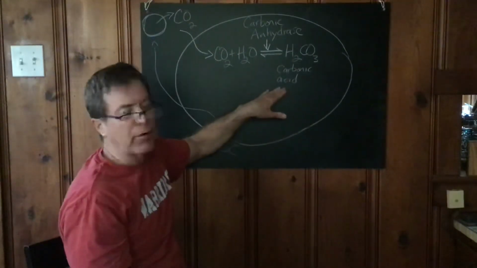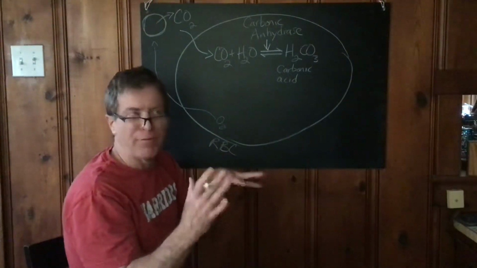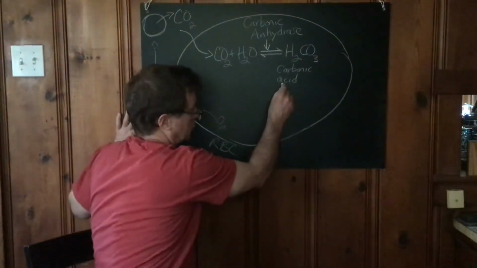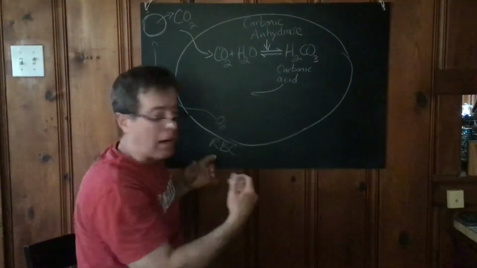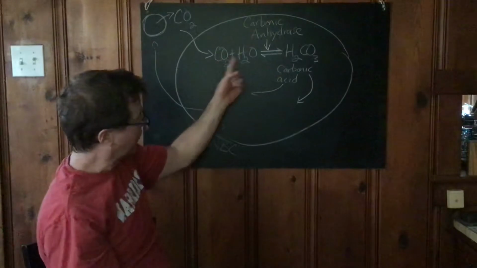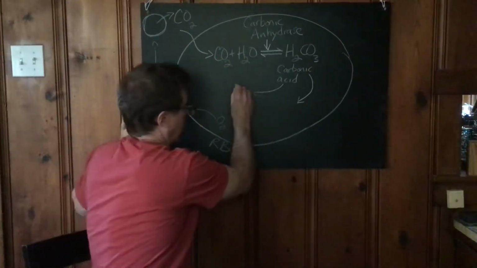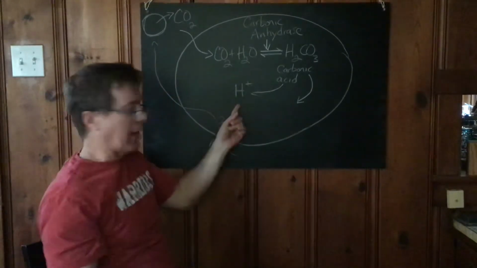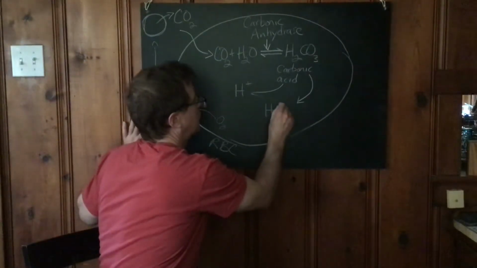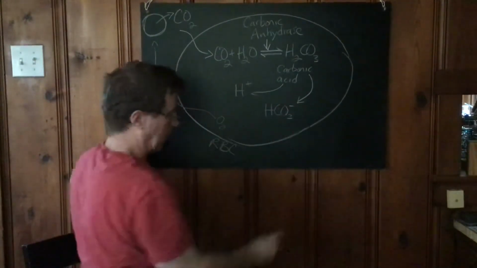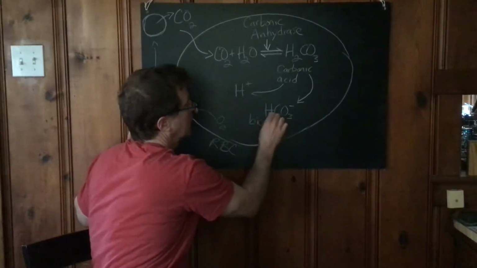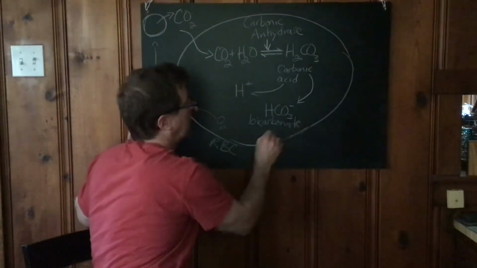Now this acid is a very weak acid and it dissociates, it breaks apart very easily, especially under alkaline or basic conditions. And when it falls apart, when it dissociates into two molecules that are different from these two, it dissociates into hydrogen ions, which we call protons, and bicarbonate ions. So this is a proton, a hydrogen ion, and this is called a bicarbonate ion.